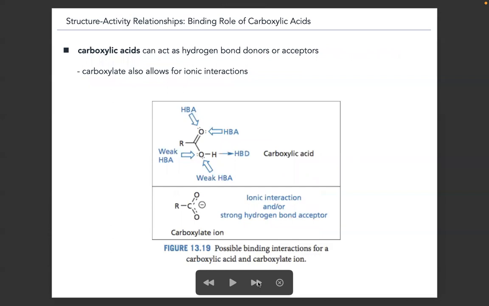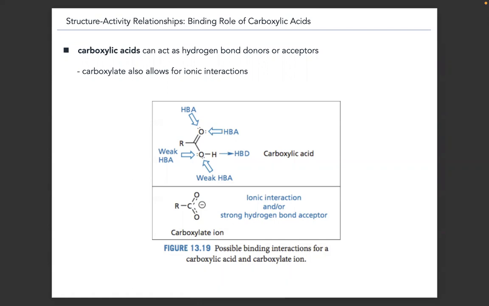Carboxylic acids. You can probably start to see the trend. You continue playing the game with each of the different types of functional groups. So carboxylic acids, we know they can act as hydrogen bond donors or acceptors. That allows for ionic interactions as well, if it's deprotonated, as in the bottom one.